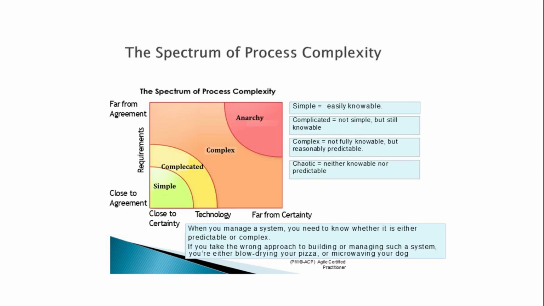The spectrum of process complexity helps us understand the nature of processes, ranging from simple and easily knowable to chaotic and neither knowable nor predictable. When managing a system, knowing whether it is predictable or complex is essential to choosing the right approach and avoiding mismanagement.